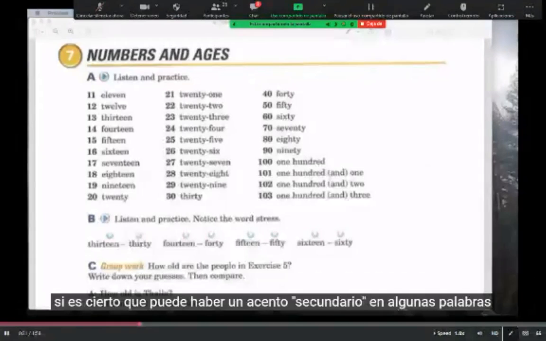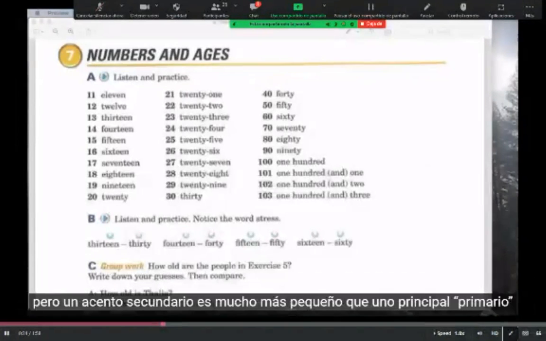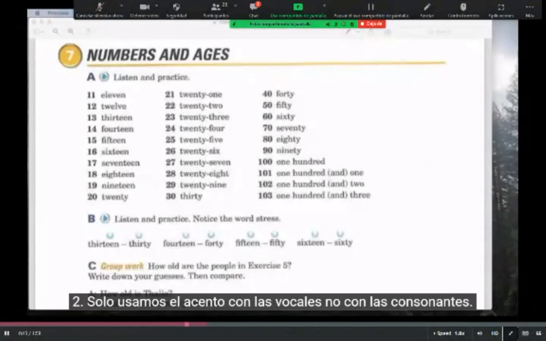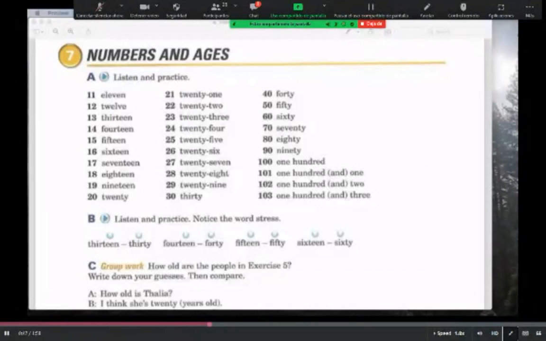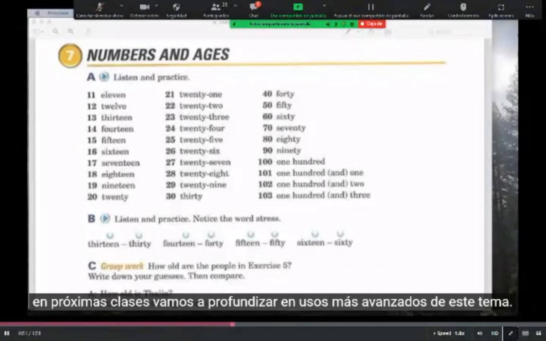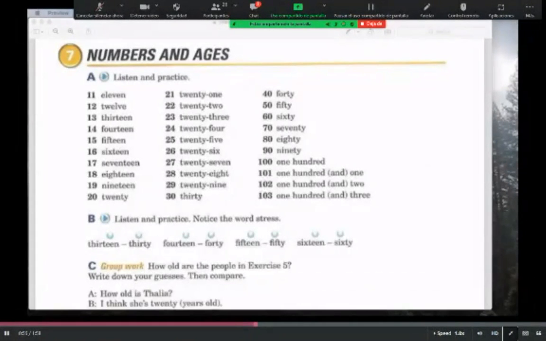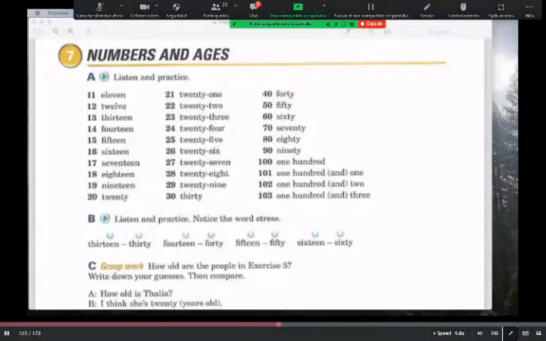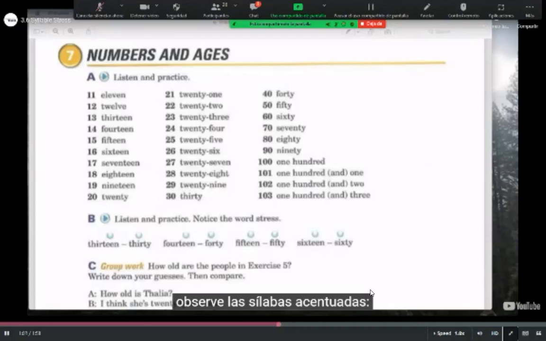It is true that there can be a secondary stress in some words. But a secondary stress is much smaller than the main primary stress, and is only used in long words. Two, we can only stress vowels, not consonants. In this class, we will focus on stressing numbers, and in future classes, we'll dig into more advanced uses of this topic. Let's take a look at the following numbers and their pronunciation. Notice the stressed syllables.